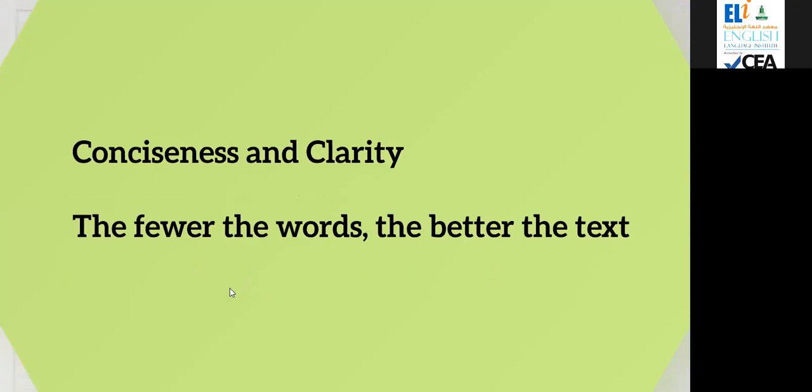So conciseness and clarity do matter. They're not in the rubric, but this is expected from you for the higher band. If the band is 9 or 8, they do look for this. Trust me, they do look for this. When you go from 7.5 to 8, this is what matters.